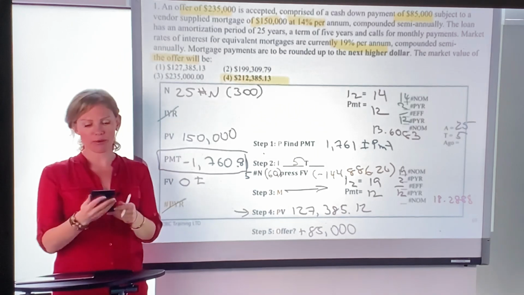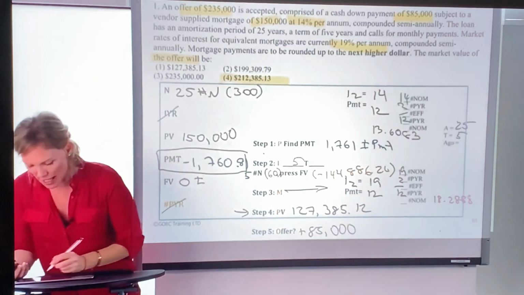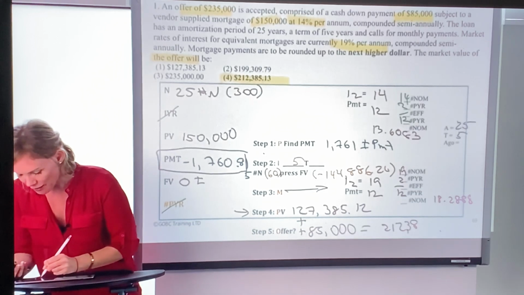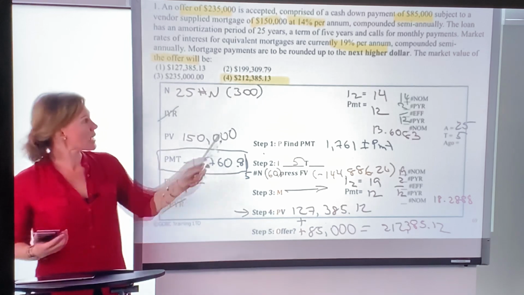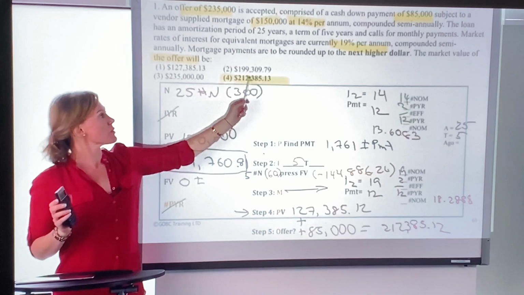So what do we do? On top of your screen right now, you do regular plus 85,000, regular equals, and it will come up to 212,385.12. So I can see that's my answer number 4. It's nice and close. Doesn't matter about the last penny. They will never trick you on pennies in the end. Okay, so that's the answer.